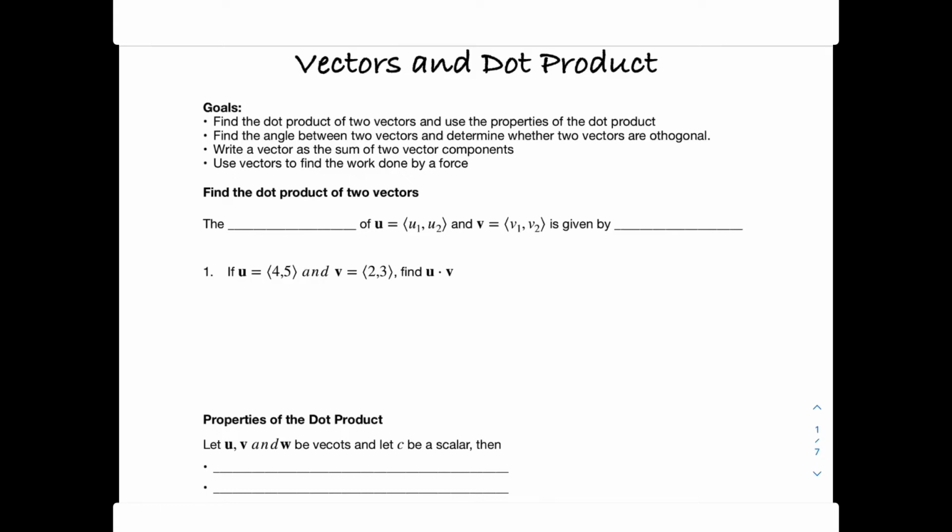Okay, in today's video, I want to expand our knowledge of vectors to include something called the dot product and the projection of a vector onto another vector. So that's what we're going to focus on today. We're also going to talk about finding the angle between two vectors.